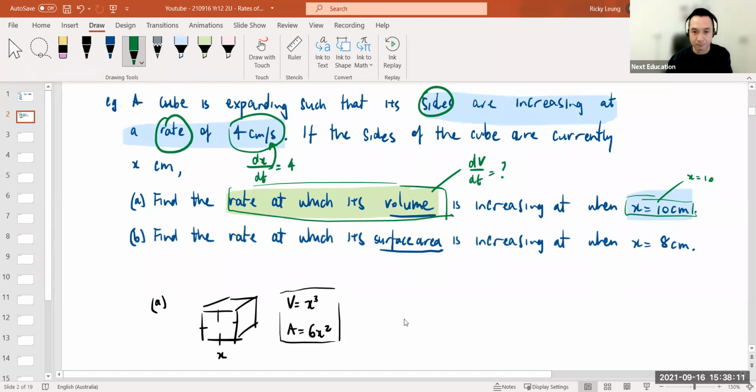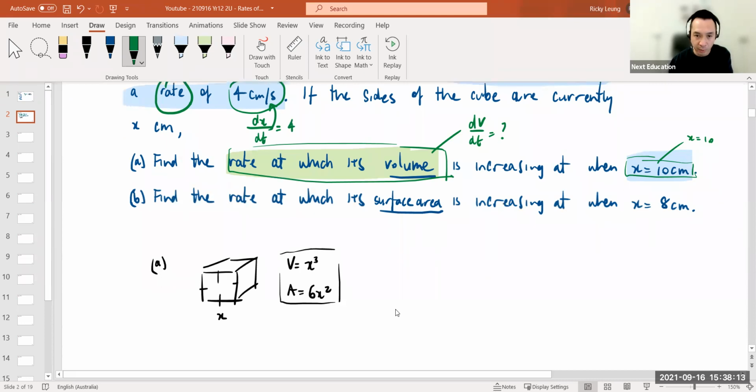And it's asking us for dV dt. So what I'm going to do for part A is access this formula here, V equals x cubed. Because I'm doing this for part A, let me remove the surface area. Let's get rid of this box. Now, I wonder if you guys are okay with this.